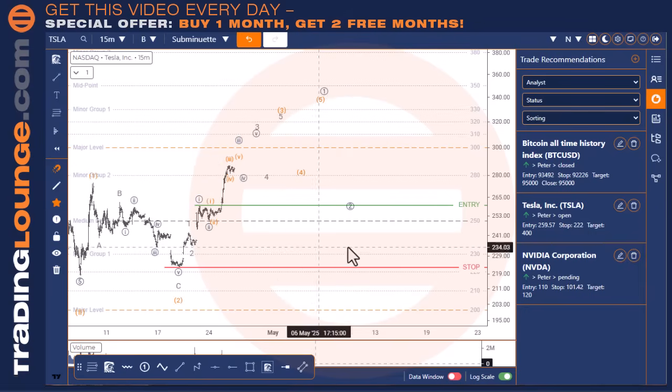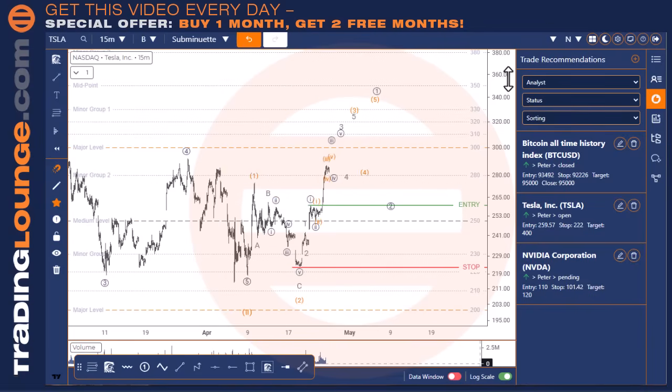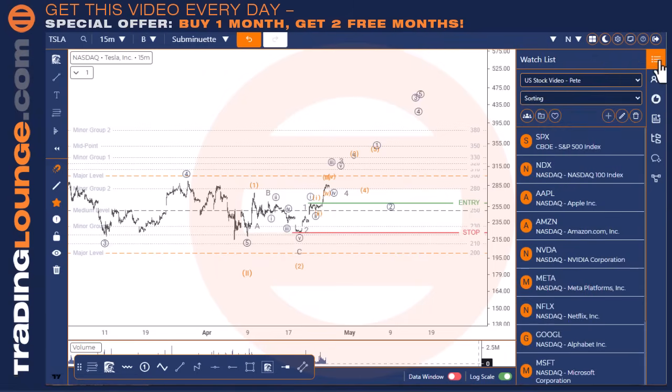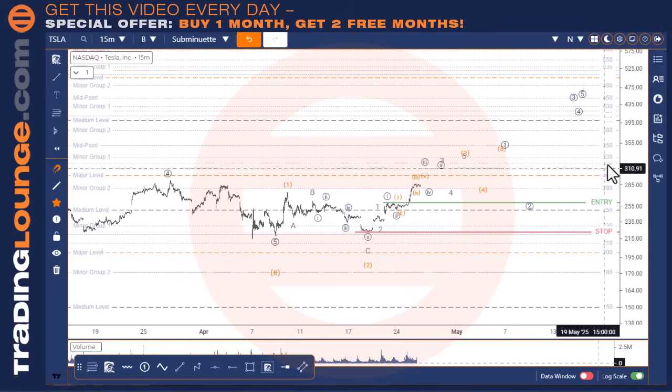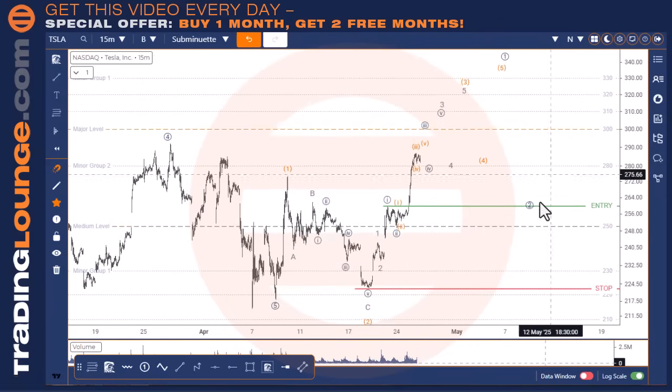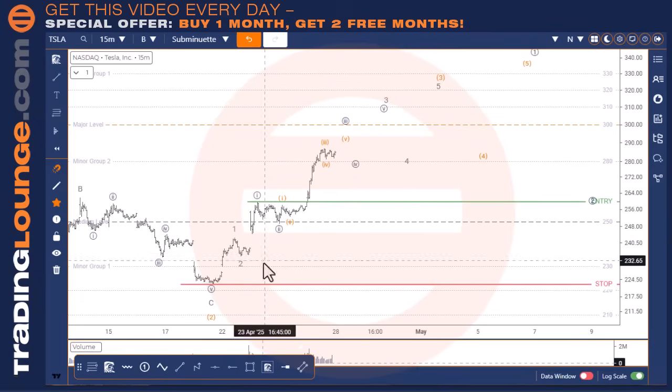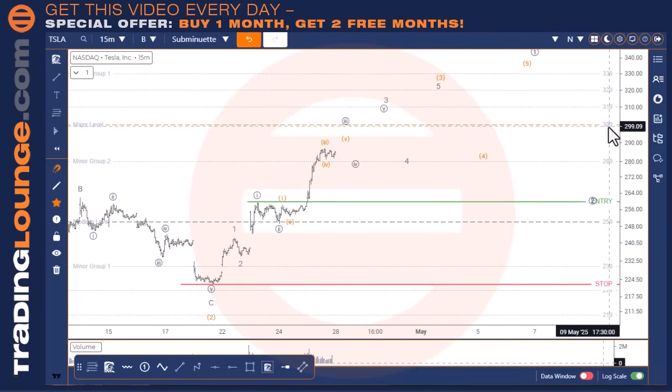Now the thing here is that I've got the target set at 400. I wanted to put the target much higher up here at 500 and beyond. I know that's a little bit crazy for people to get their heads around. But in the meantime, if you didn't want to go anywhere near that, and I'll give it a little bit of thought, because it's going to be a little bit tricky here, you could take profit at the 300 here.